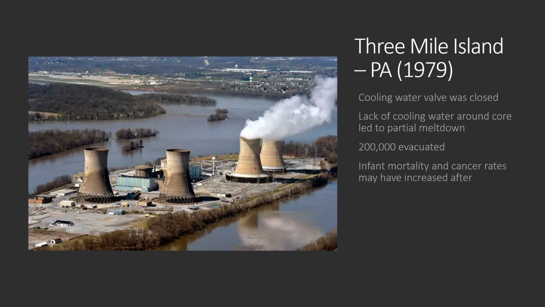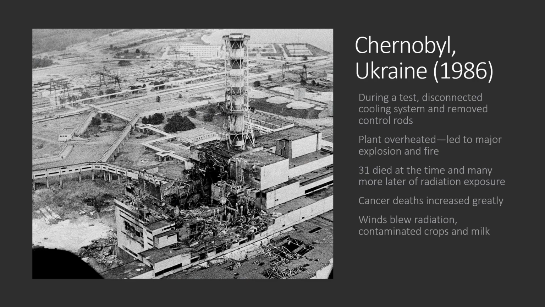So one of the first ones was Three Mile Island, which is in Pennsylvania in 1979. The cooling water valve ended up being closed, so there was no cooling water around the core, which led to a partial meltdown. They had to evacuate 200,000 people. And in the area near Three Mile Island, infant mortality and cancer rates did increase, and it may have been directly related to the meltdown.